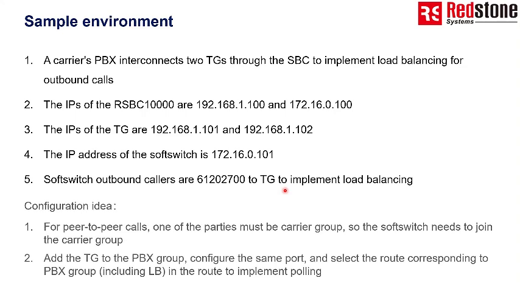So how are we going to configure this? Again, for peer-to-peer calls, one of the parties must be a career group. So the switch needs to join the career group. You need to configure that. And after, we need to add the trunking gateways to the PBX group. Then configure the same port. You need to select the route that is corresponding to the PBX group. So this is to implement the pooling, the load balancing for outbound calls.